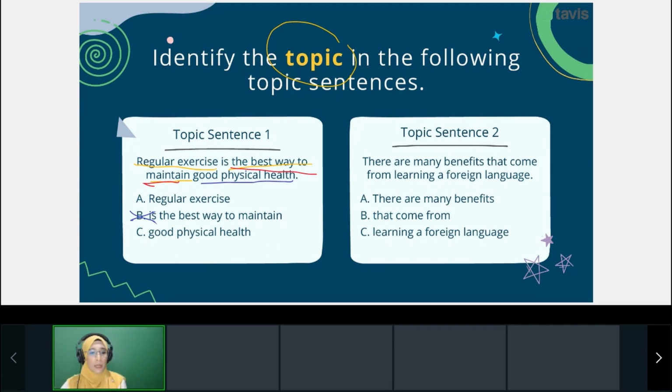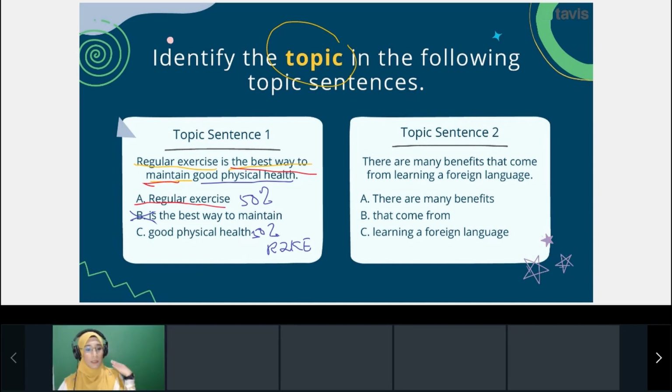We are applying the R2KE, right? You read twice when you find your keyword and then you eliminate. So now we have already eliminated, so chances are 50-50. Which one is which? So read again. Is it regular exercise or is it good physical health? It is definitely the regular exercise. If you have your answer as A, well done to you.